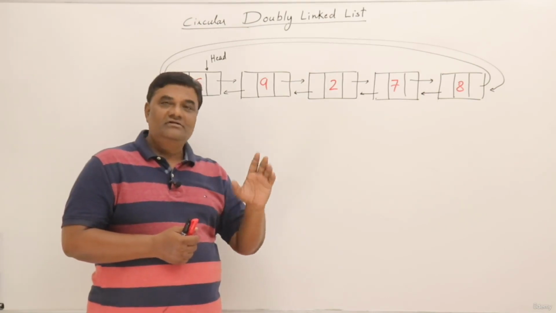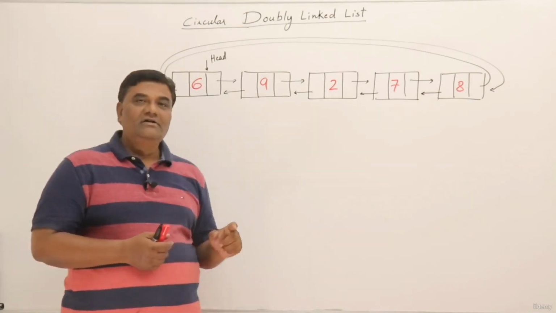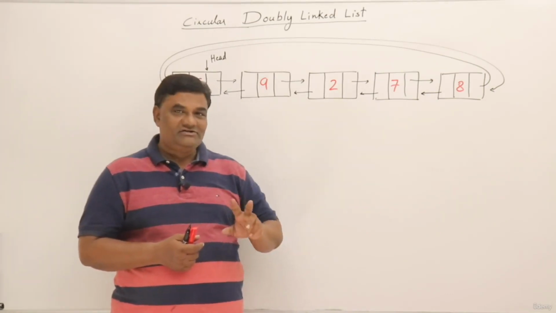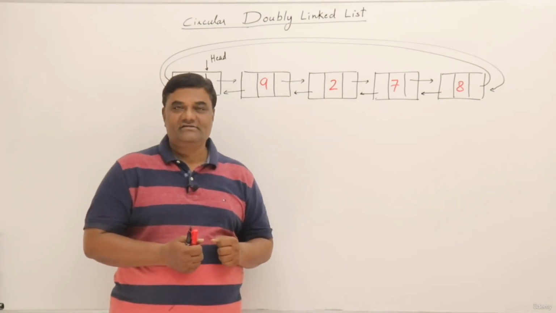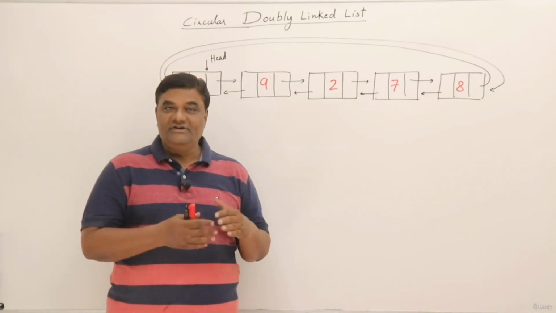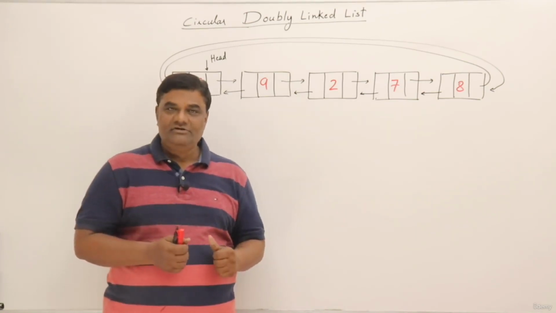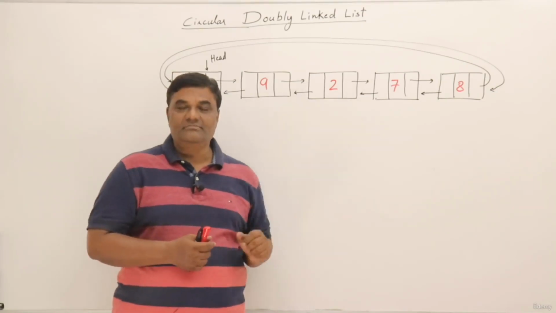So already we saw circular singly linked list. This is doubly linked list. The benefit of this linked list is you can access in either direction, bidirectionally, as well as circularly. So far we have seen various types of linked lists. Comparisons, we will do in some other video. So let us learn a few things about circular doubly linked lists.